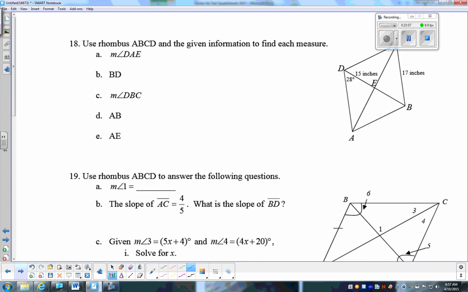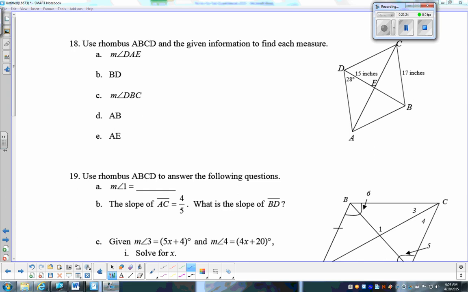Number 18. Rhombus ABCD, and use the given information to find each measure. So if I look at all my given information, DAE. Looking for this angle right there in blue. Well, I know at angle E, since it's a rhombus, that's a 90-degree angle. So if I look for DAE, I know this is a right triangle. So to find DAE, I do 90 minus 28 and get that DAE is 62 degrees.